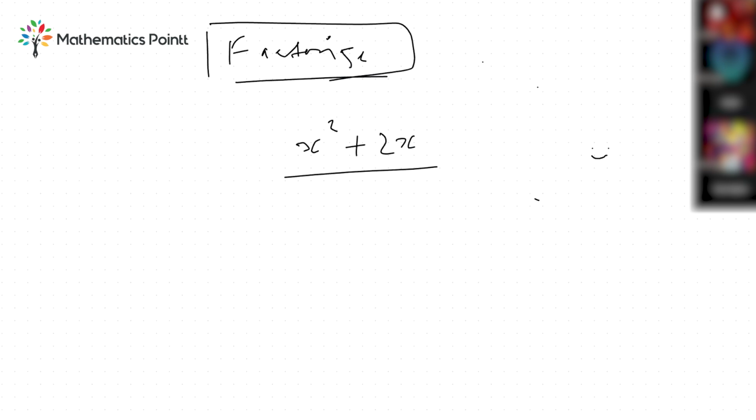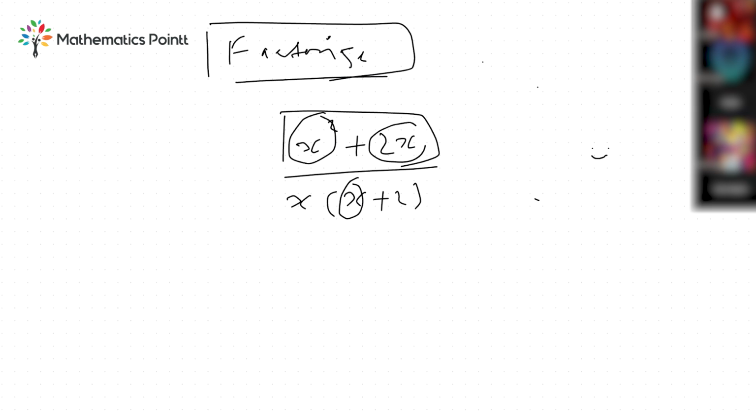Okay, x into x plus 2, I think the answer is right. So what are we doing here? We want to see what is the common factor out of the two. So I can easily take x out and I will say x plus 2 inside. Because when you take x out from the first term, what's remaining is x. And when you take the x out from the second term, what's remaining is the 2. Good job.